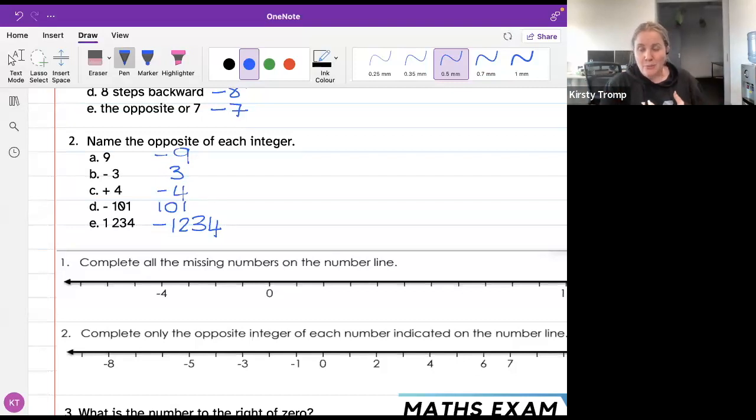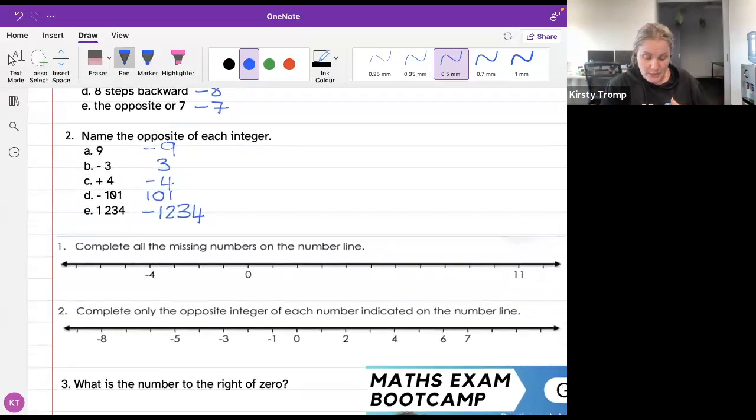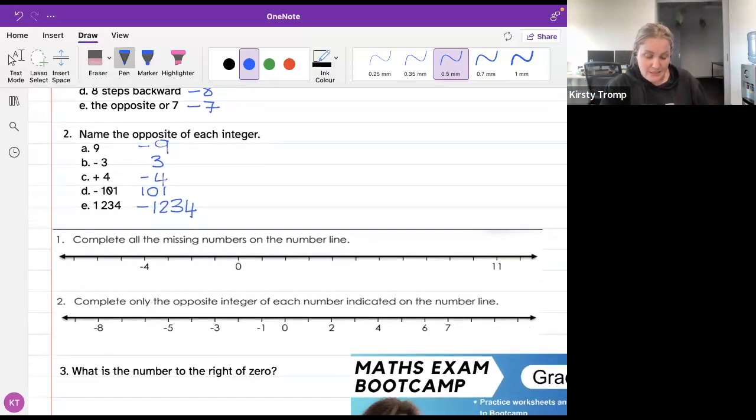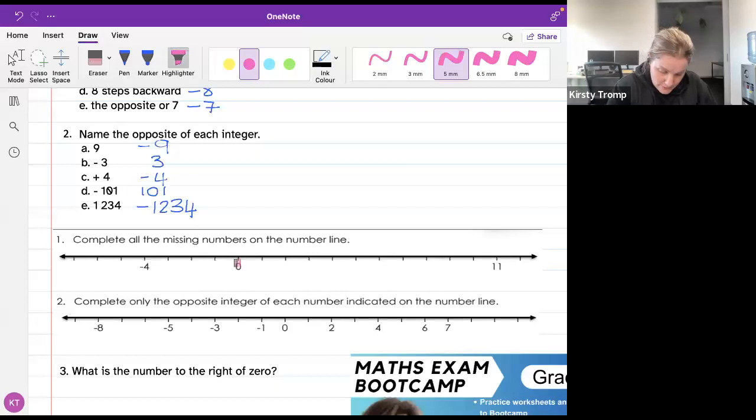Now let's have a look at putting it onto a number line. All right, so our first number line says to us, complete all the missing numbers that are on the number line. So if I'm looking at this number line, all right, I can see that I've got a 0. So I'm going to go highlight my 0.